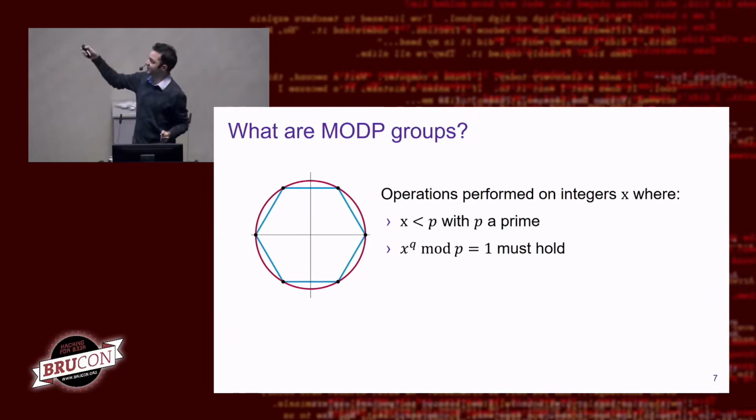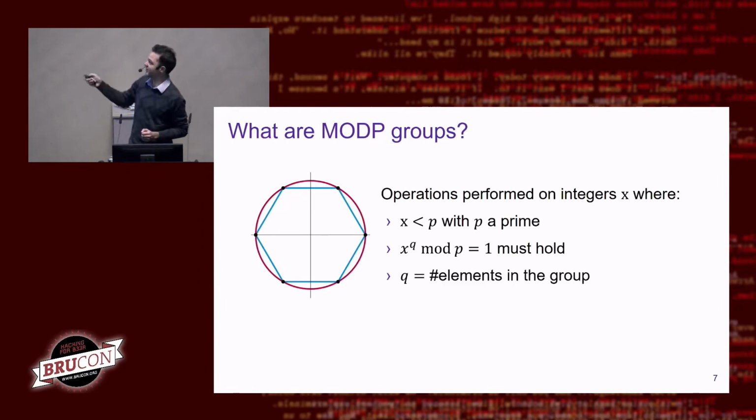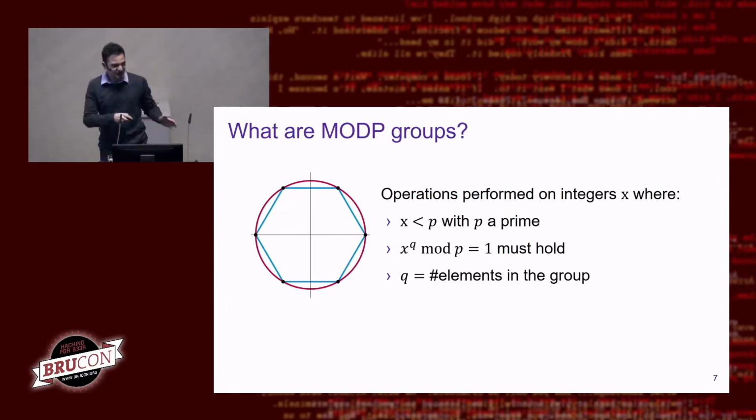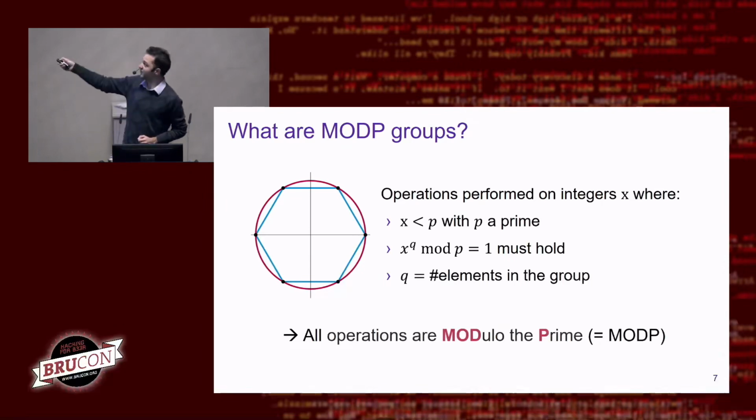One other thing is that the numbers we are working on here need to satisfy a certain equation, but understanding that equation won't be too important. And for those of you that are wondering, the Q here represents the amount of elements in the group, but again, that's not too important to understand the talk. Just remember that all the numbers we are operating on have to be smaller than the prime P that we are using here. In other words, all operations are done modulo the prime. And that's also why it's called mod P groups, because it's modulo P. Okay, so that's a very quick introduction to mod P groups.